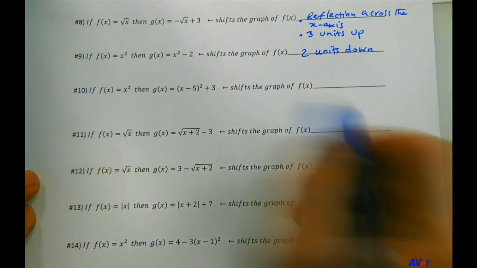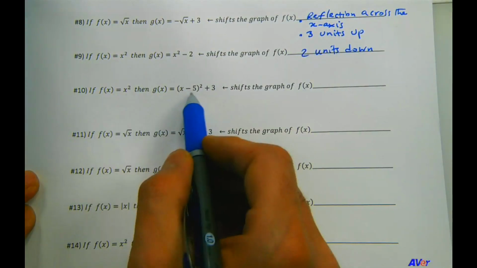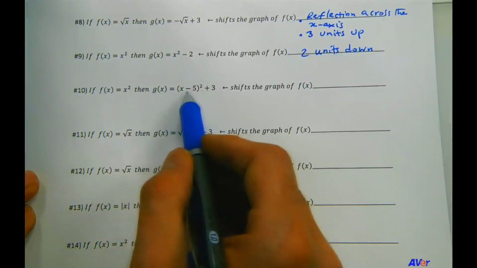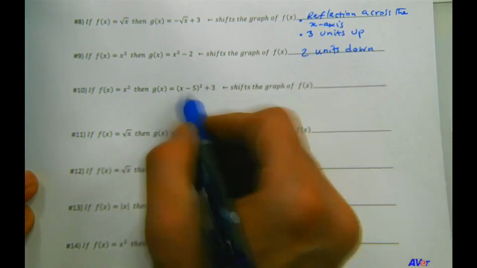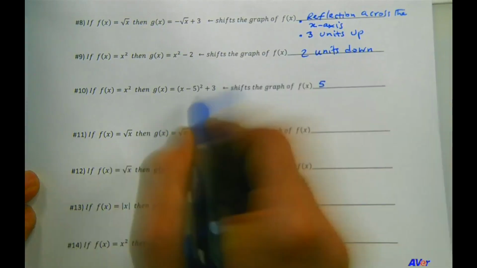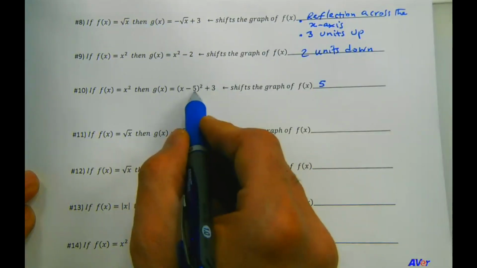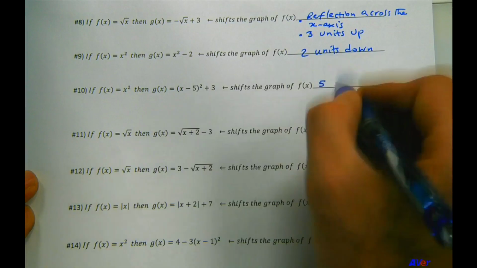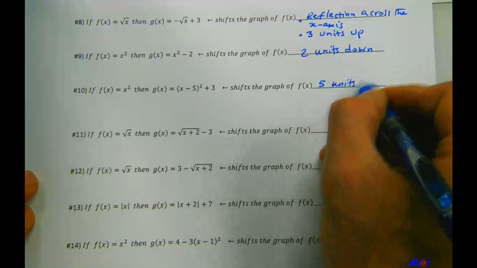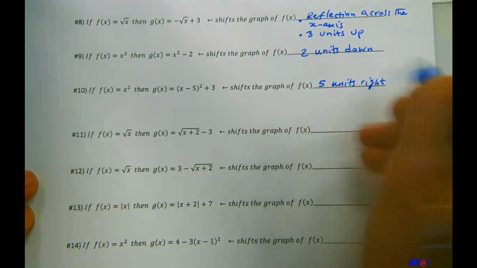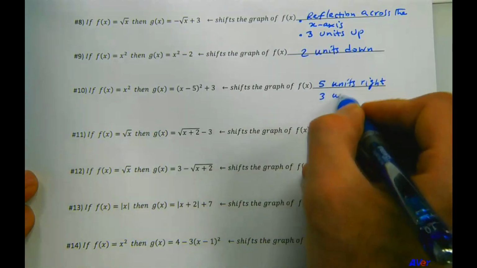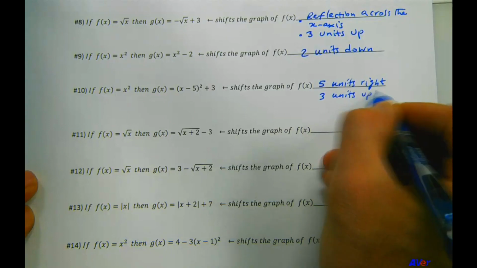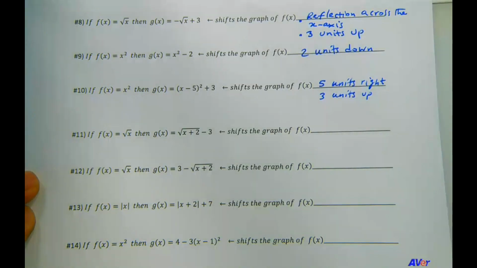Number 10, square root function. So what is going on here? How is this transformed using this function? We have 5 units horizontal movement, right? In which direction? Left or right? Right, because h must have been positive 5. So 5 units right, 3 units up. I hope these agree with what you wrote down.